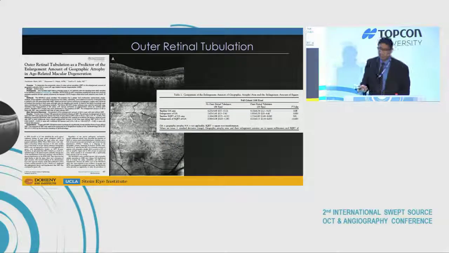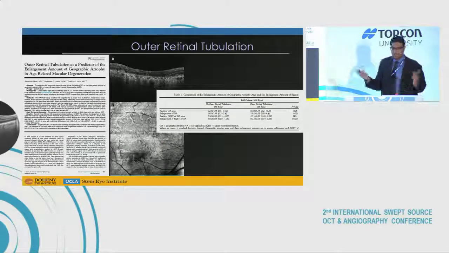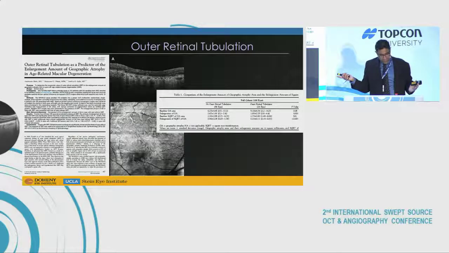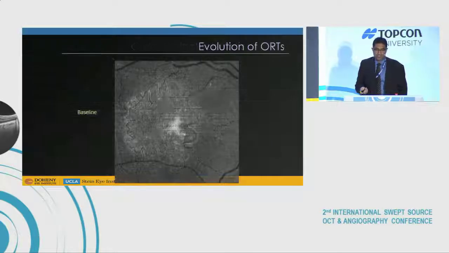And it's interesting, this is not just a trivial observation. We think it has some importance because we did observe in the MAHALO study, which we published in Ophthalmology as well, that patients who had evidence of these tubulations seem to have their atrophy enlarge at a slower rate. So I actually find that to be a helpful feature.